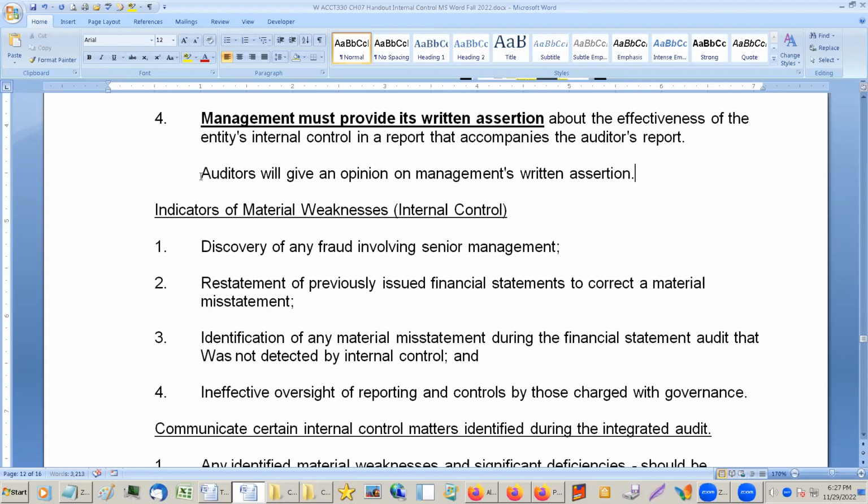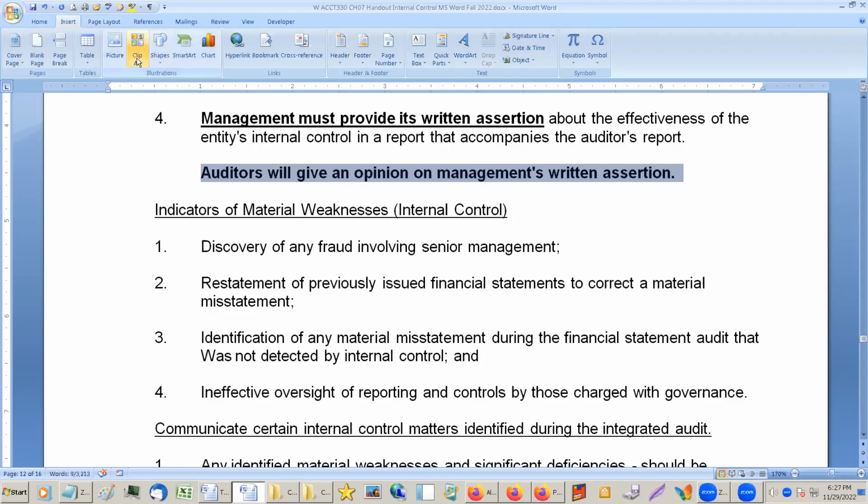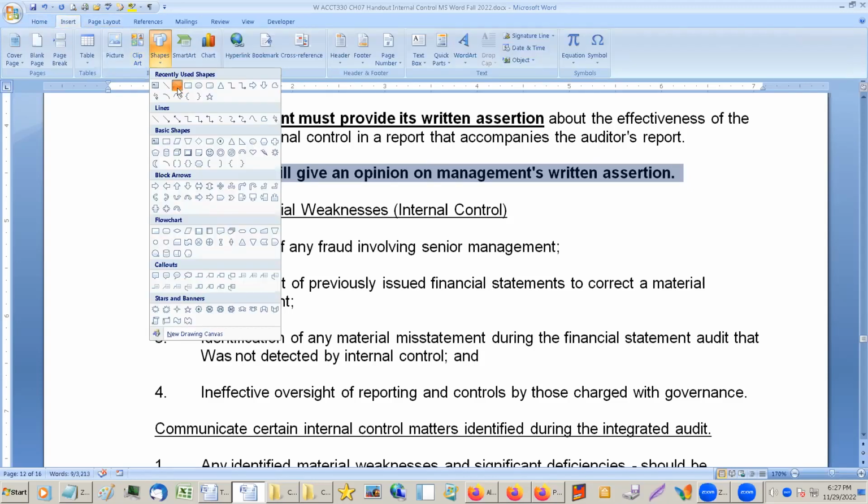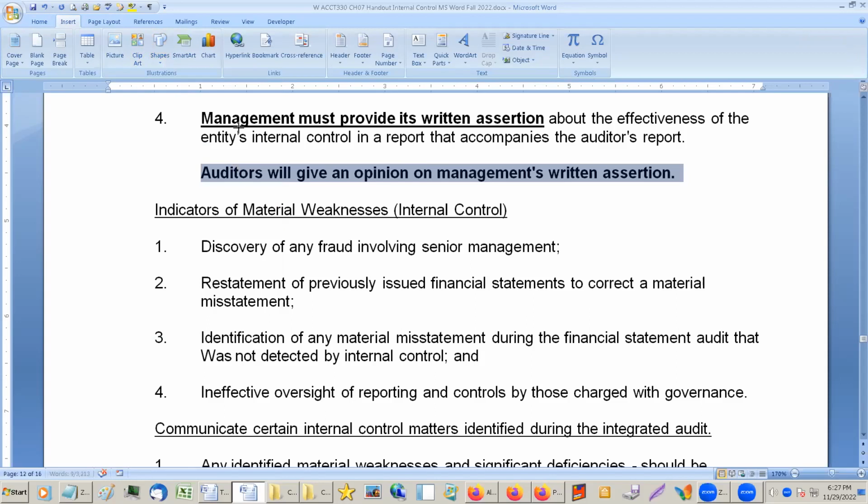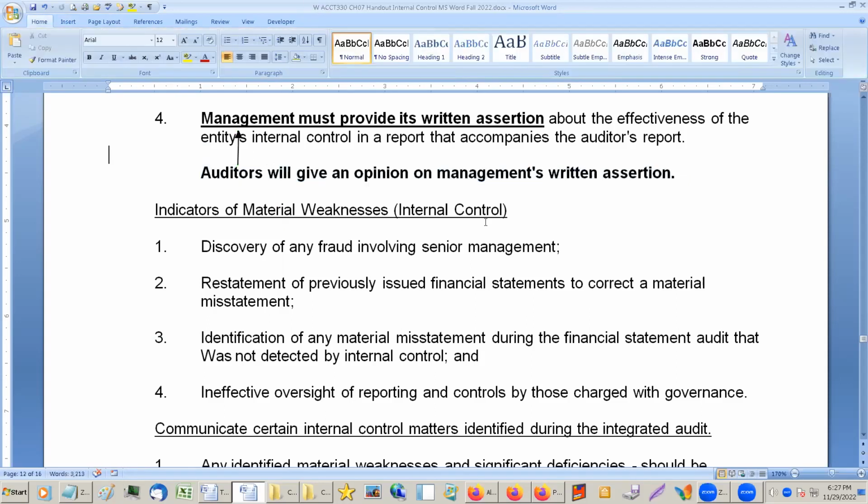So notice that it's kind of a strange situation. Auditors will give an opinion on management's written assertion. So what we do is, management has written down, here's our internal controls, this is how we understand them, this is the evidence that we have for doing it. The auditors will go in and audit that assertion.